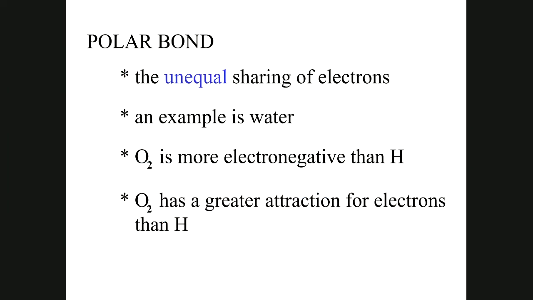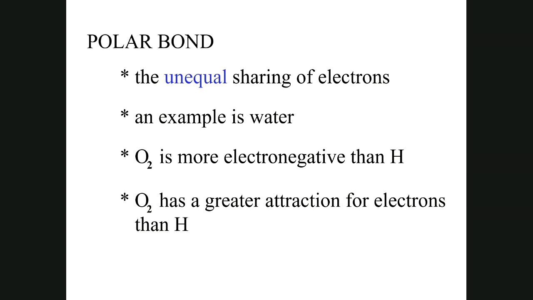Now, there's something called a polar bond. This is because of the electronegativity of oxygen or nitrogen, and the one we're going to look at has to do with oxygen. It's the unequal sharing of electrons. An example is water.